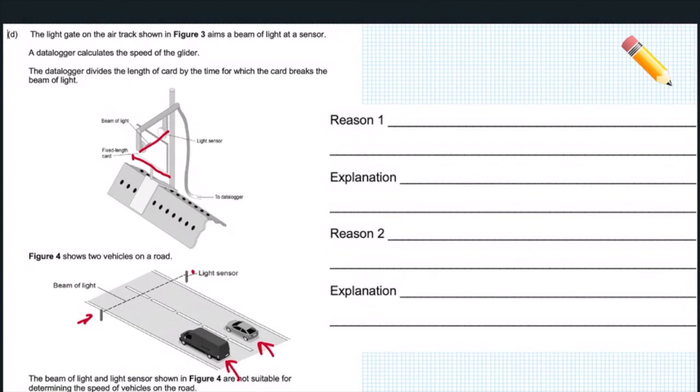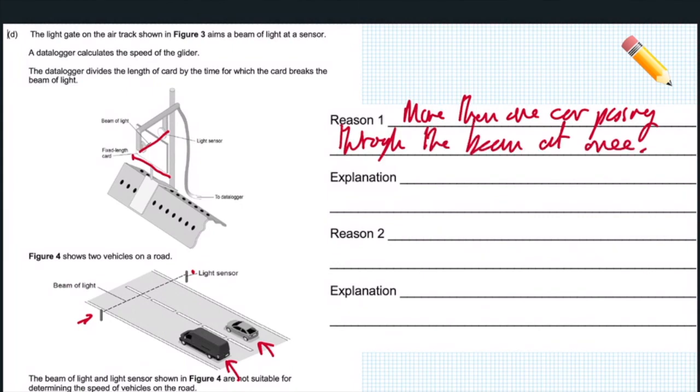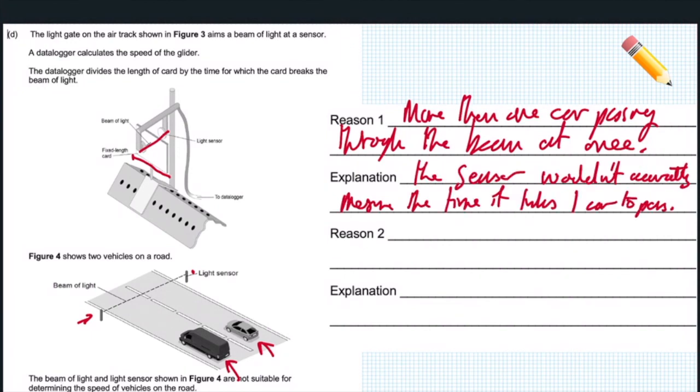Here we've got 2 cars and they're both travelling in the same direction. Now, we could have more than one car passing through the beam at once. If we had these 2 cars passing through the beam, and maybe the darker coloured car was slightly further ahead, then that would mess up the measurement because the car would be longer. So more than one car passing through the beam at once means the sensor wouldn't accurately measure the time it takes one car to pass.